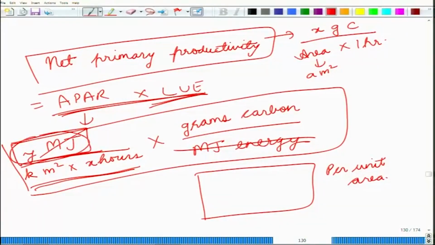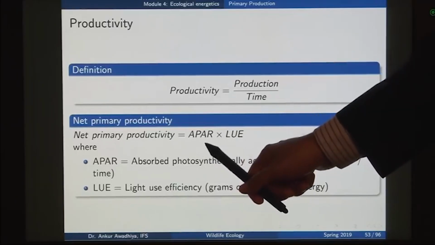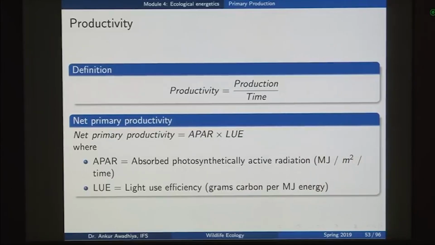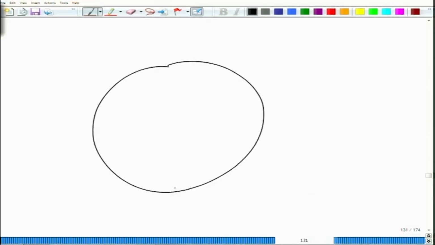Now, this gives us a way of estimating the net primary productivity for any area on earth, because the absorbed photosynthetically active radiation will depend on how much radiation is actually made available at that particular area. So, for instance, if we consider the earth, and in this case this is the equator.